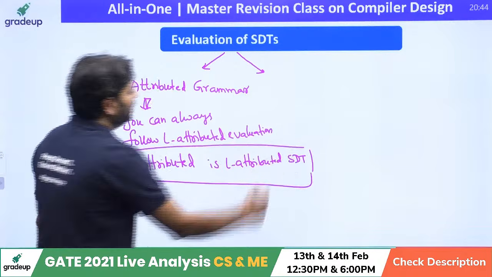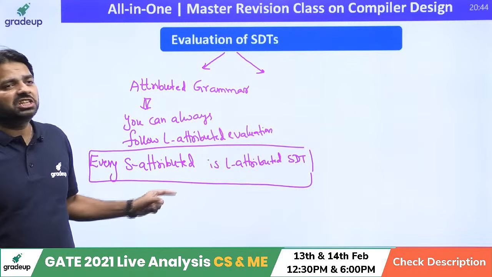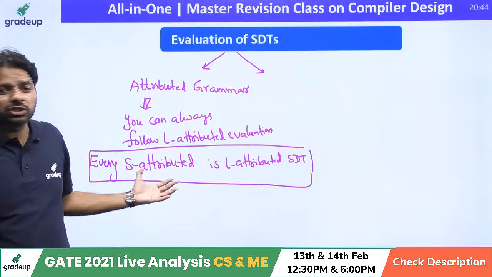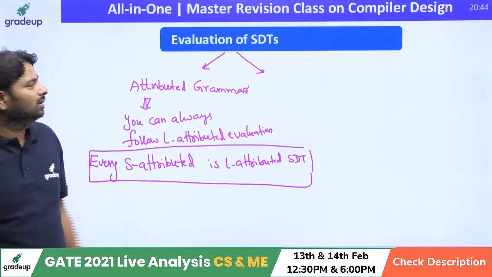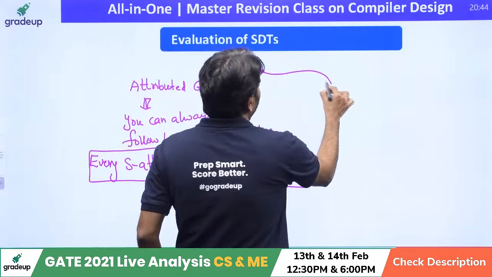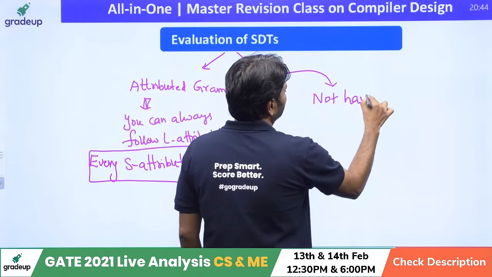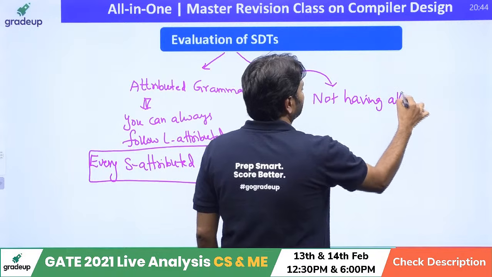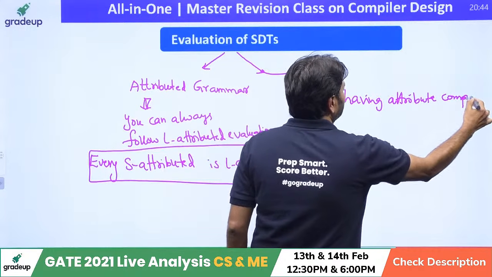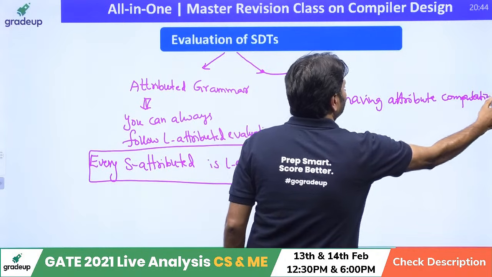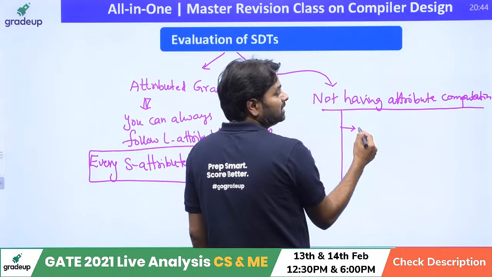That is the reason, if the grammar has attribute computation, just blindly follow L attributed evaluation. No need to follow the bottom up parsing S attributed concept. But if it does not have attribute computation, so remember these words. You can use them, depending on the question.